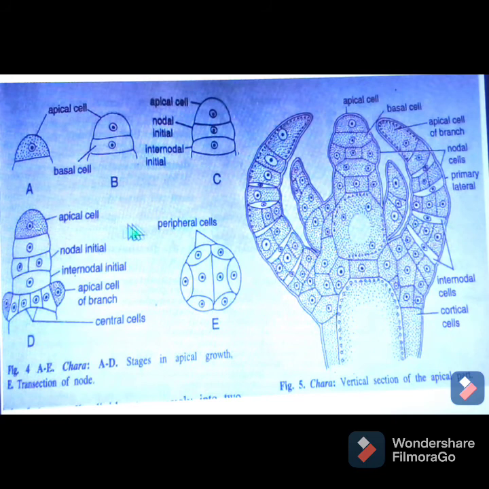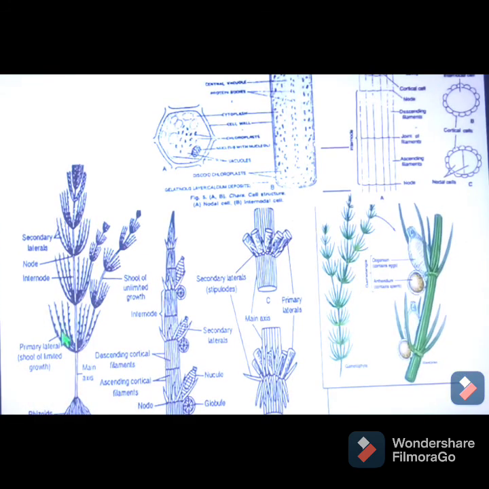Whereas this shows how the growth starts from the apical cell to give rise to the nodes and the internodes. So this way, you can see it gives rise to the branches. This is one branch, this is another branch. You can see the presence of the internodes and the nodes. And from the nodes, we will get these branches of limited and unlimited growth.